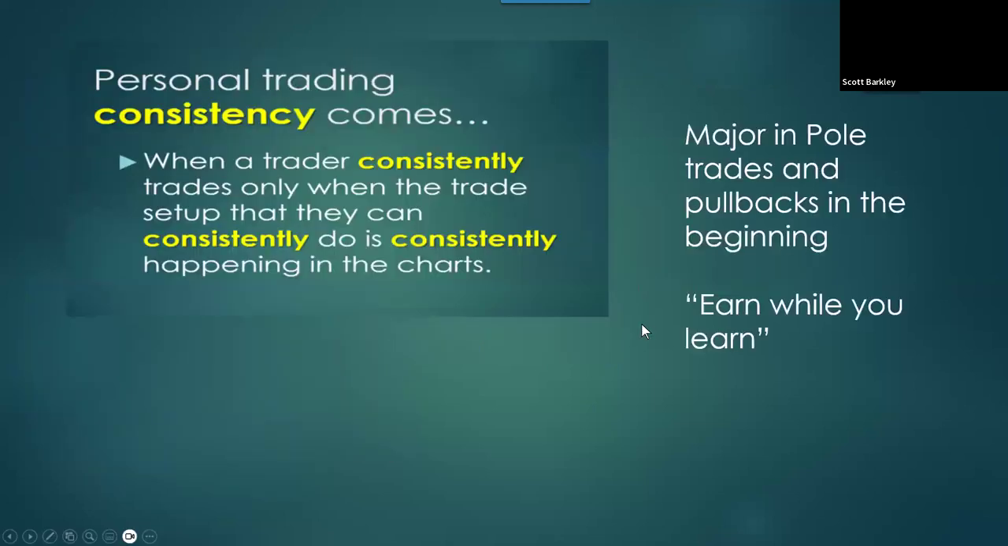So personal trading consistency comes when a trader consistently trades only when the trade setup that they can consistently do is consistently happening in the charts. And this is why we ask you to major in pull trades and pullbacks in the beginning. Now, pull trades will drive you nuts because they take a long time, but they are excellent trades because they're over 90% going to do it unless you're at a pull with a flag at the top or the bottom. And pullbacks happen every day, all day long. And you can become world class in 100 hours on either one of those. And that means you can earn while you learn.